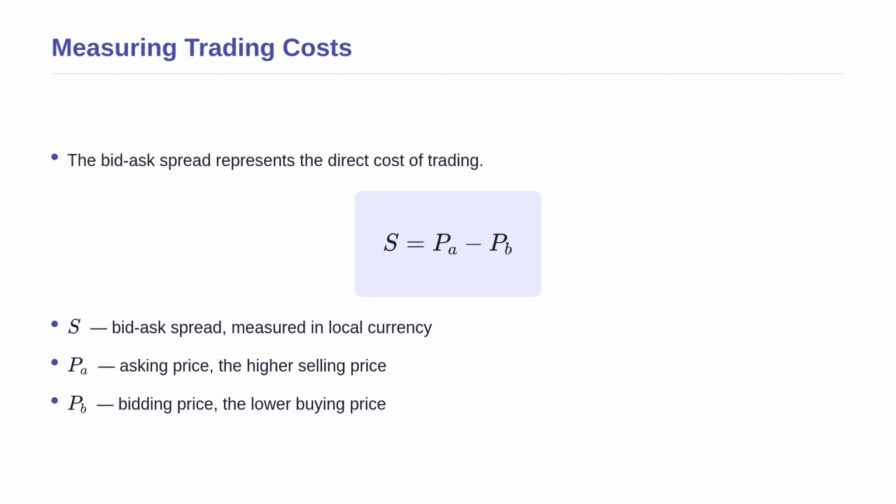In both markets, dealers quote two prices to make a profit: a lower price to buy and a higher price to sell. The difference is the bid-ask spread. The formula is S = PA - PB. Here, S is the bid-ask spread, representing your direct cost of trading. PA is the asking price, the higher price the dealer demands when selling to you. PB is the bidding price, the lower price the dealer offers when buying from you. As the asking price increases or the bidding price decreases, the spread widens, making trading more expensive.